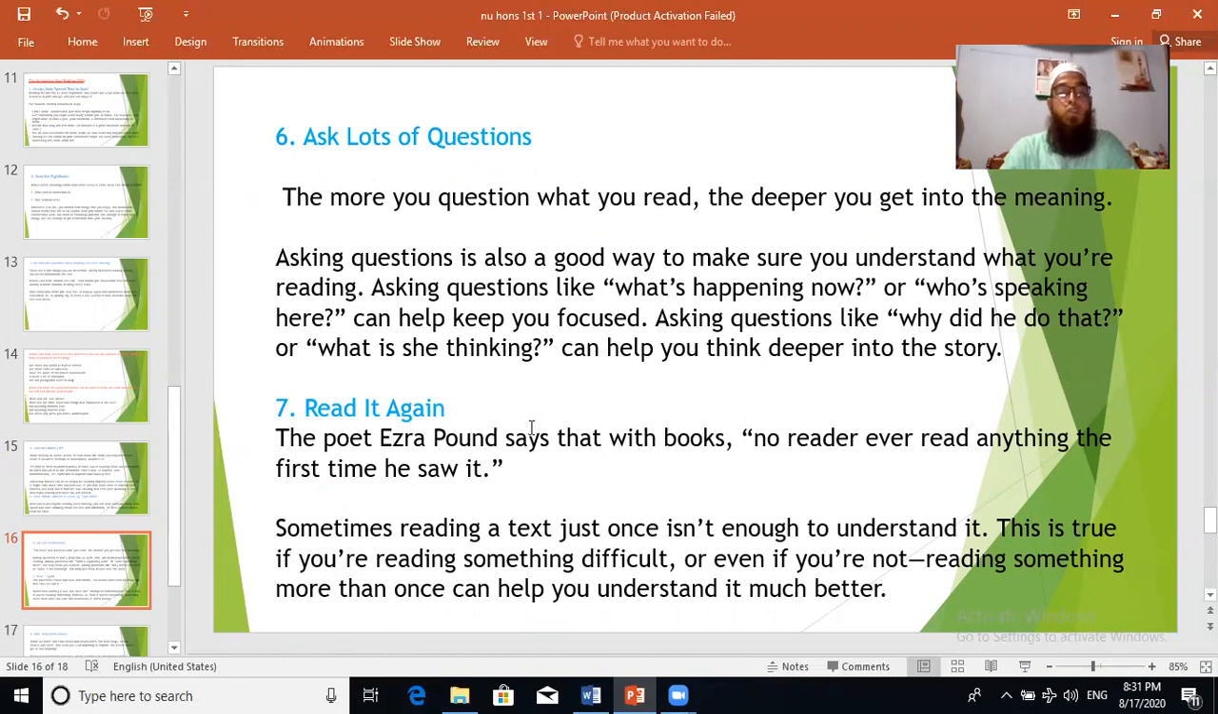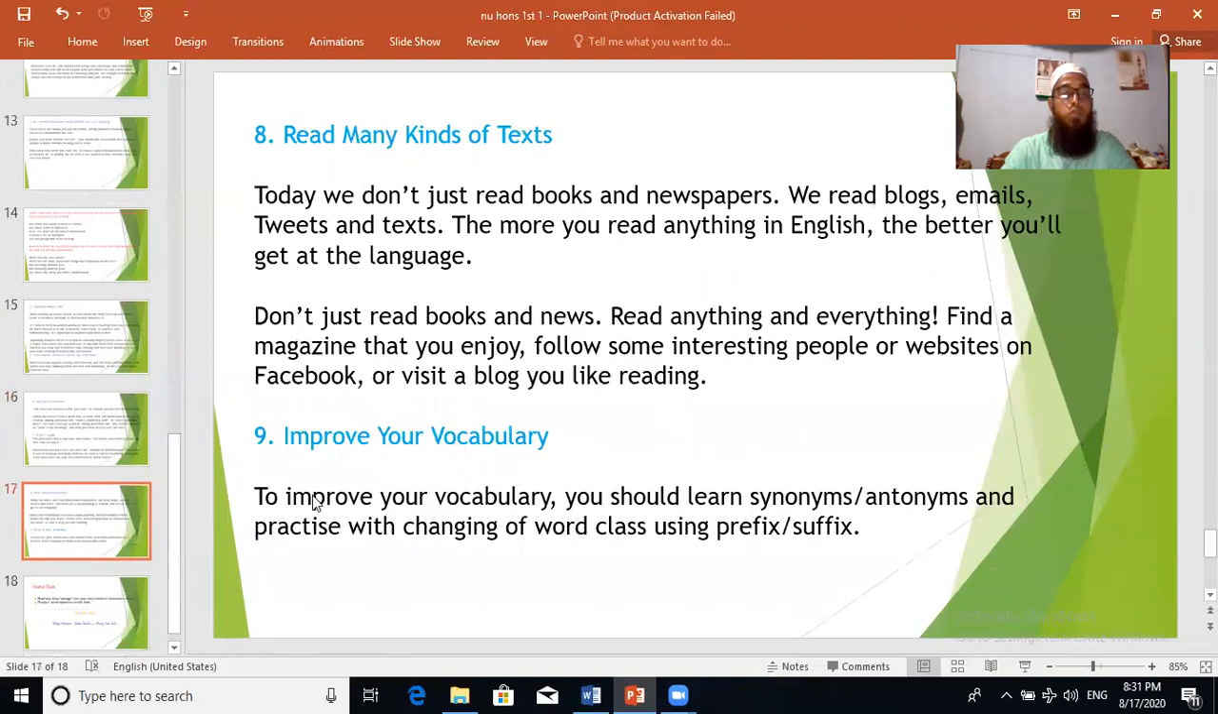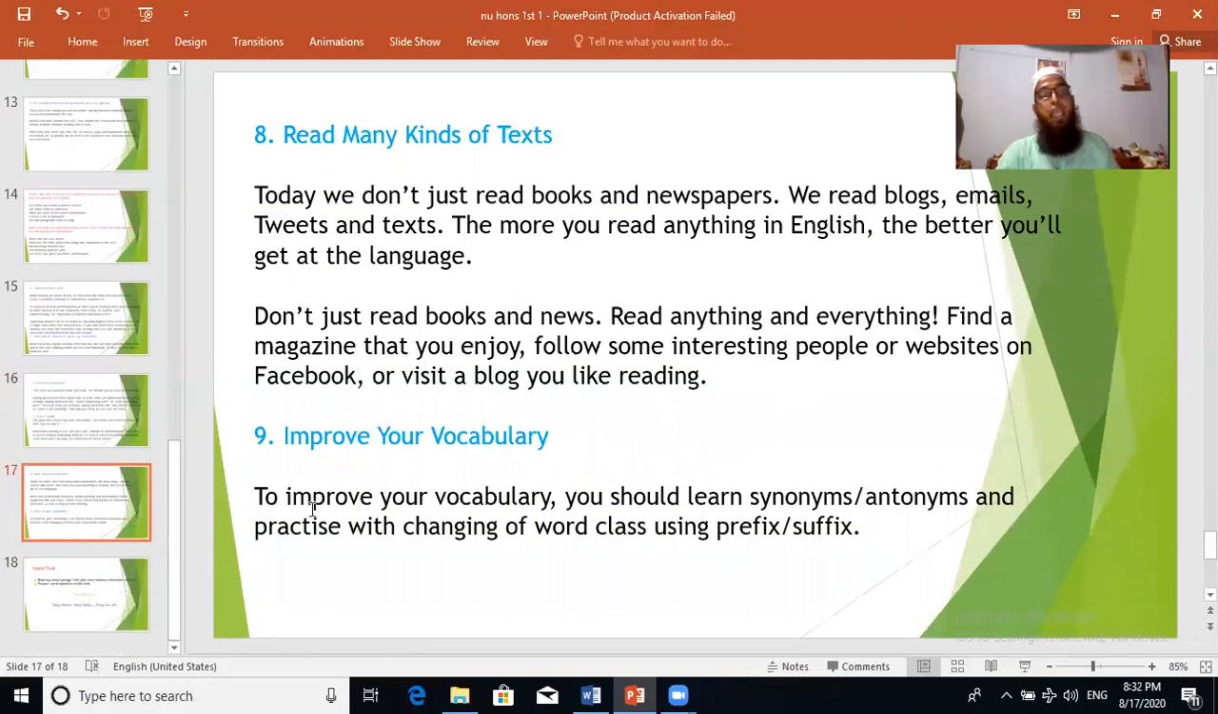Just one reading is not enough for understanding any text. Especially for a comprehension passage, you need to read at least twice, and even sometimes thrice, to get the answers to all the questions. Because just the first reading is like seeing, it's not reading actually, according to Ezra Pound. Now, read many kinds of texts. Number 8 tip and number 9 tip, improve your vocabulary.